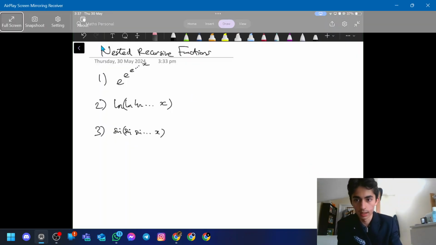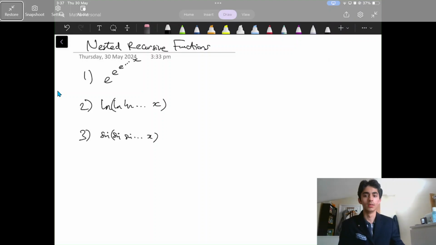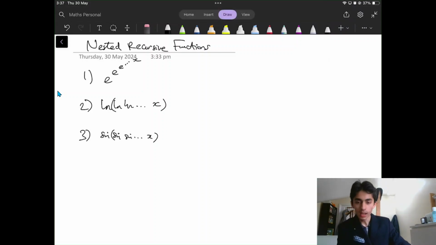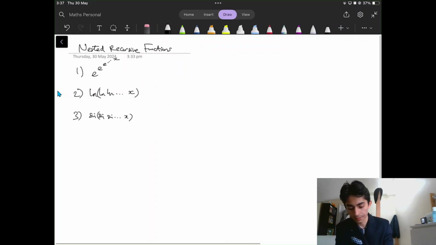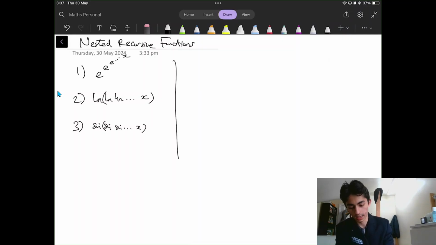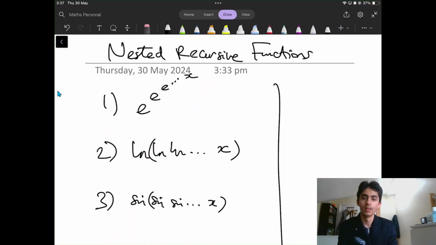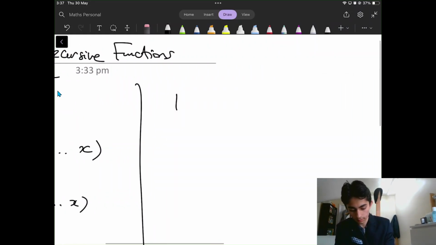Okay, this is what we have today. Nested recursive functions. I have three cases for you. If you can think of more cases that are interesting, feel free to spam the comments with respectful messages. Let's start with the first one. The first case is e to the x, the second is with logs, the third is with the sine function. If I feel like it, I may make up more as I go, but it depends on timing.